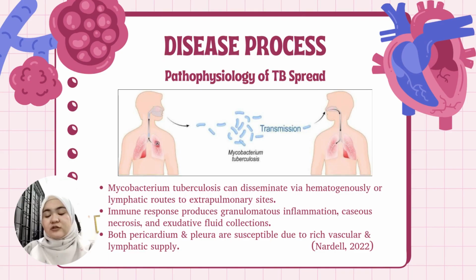Okay, now let's move on to the disease process. First, I will explain the pathophysiology of TB spread. So, TB is a chronic infectious disease caused by Mycobacterium tuberculosis, which primarily affects the lung but may spread to extrapulmonary sites through lymphatic or hematogenous dissemination. In extrapulmonary tuberculosis, the host cell-mediated immune response plays a central role in disease development, resulting in granulomatous inflammation, caseous necrosis, and accumulation of exudative fluid in affected tissues. In this patient, TB has involved both the pericardium and pleura due to the rich vascular and lymphatic supply, making them susceptible to mycobacterial spread.